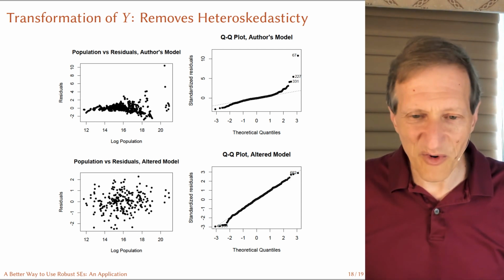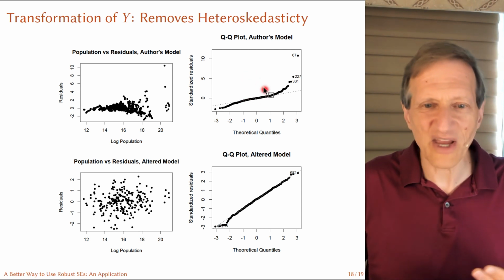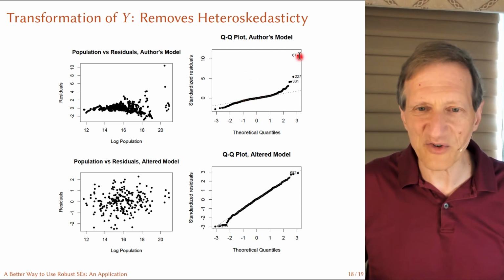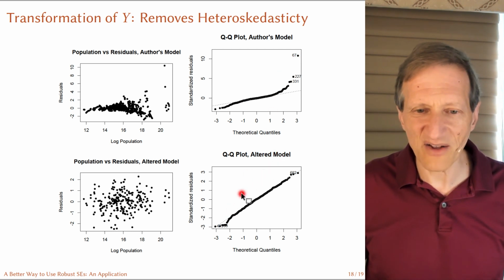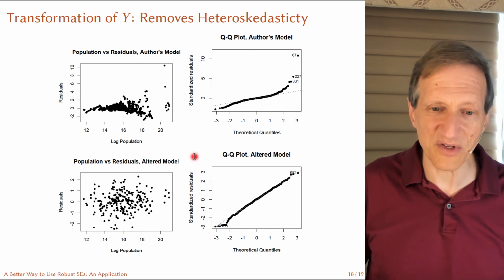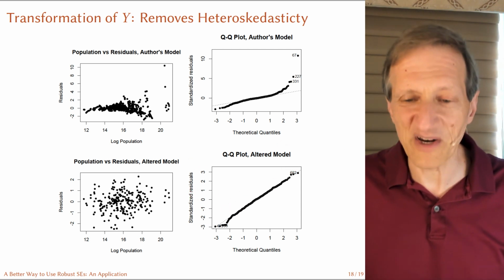These are all the graphs. We also looked at a QQ plot, which is a better test of normality. Here is the author's original model. Here's the altered model. The altered model shows that the theoretical quantiles are much closer to the standardized residuals, which is what you want with a QQ plot if you want to have a look at it.